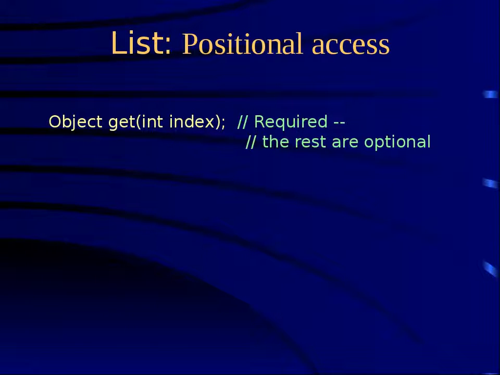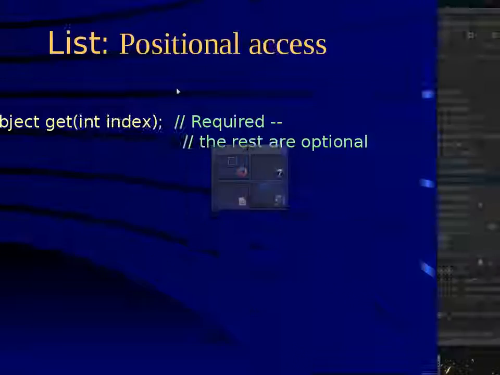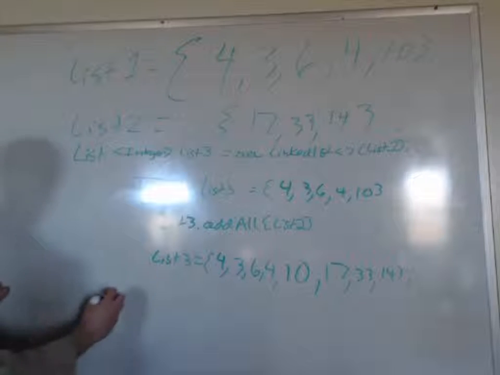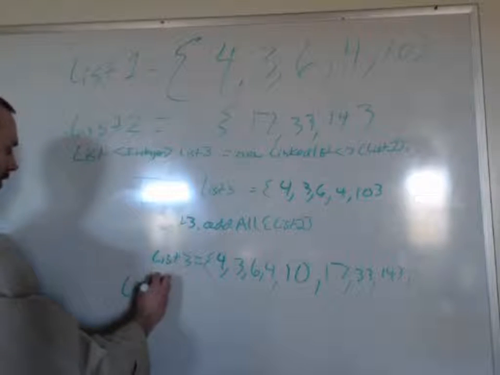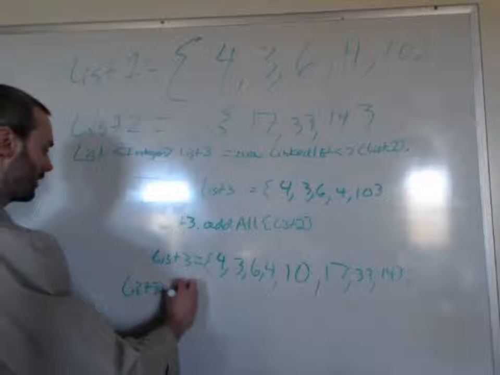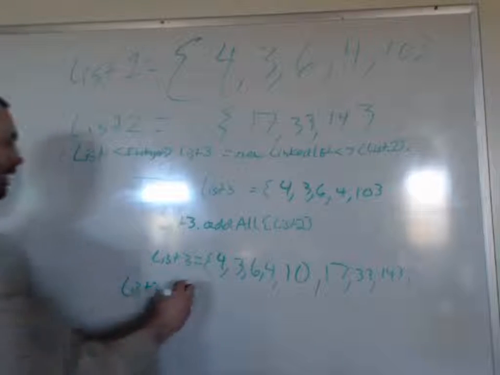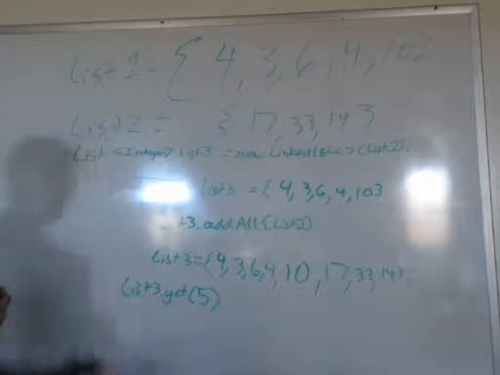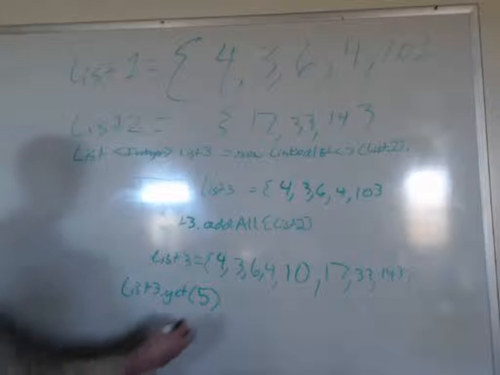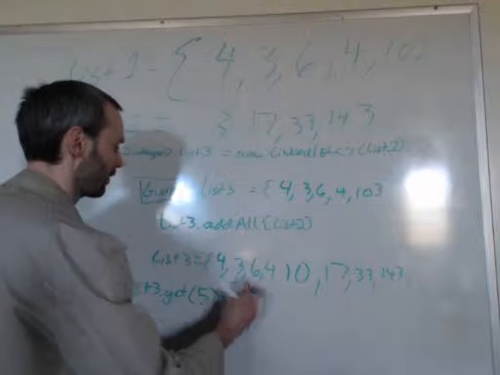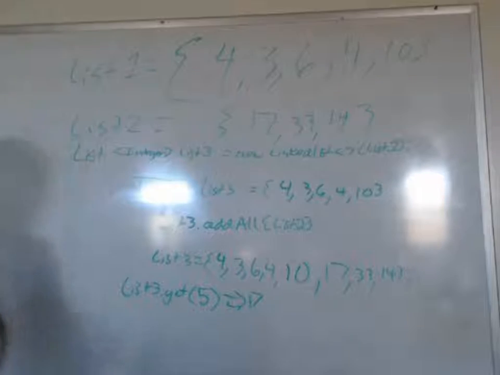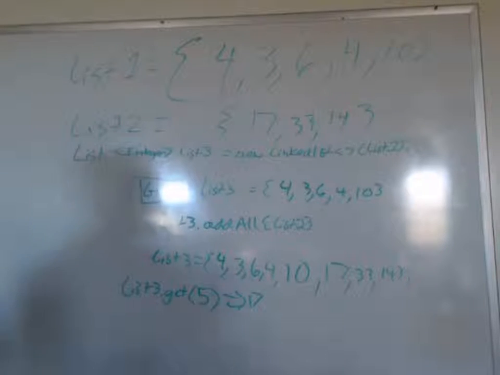See, you can always get at an index. So let's see if we know how to do this. List3.get, which again is just the same thing as with an array list. We'll do 5. What number should that return? 17. 0, 1, 2, 3, 4, 5. All real programming languages start at 0.